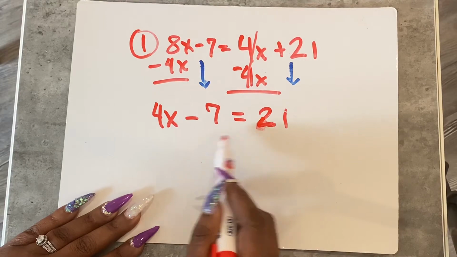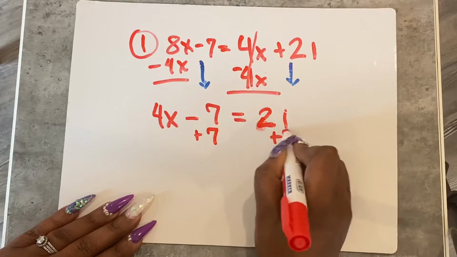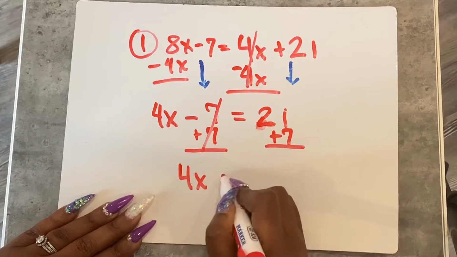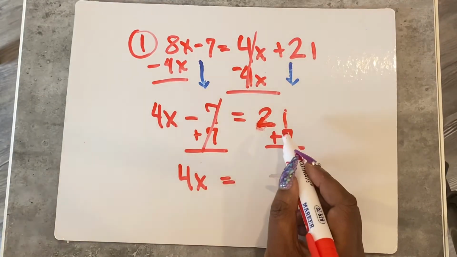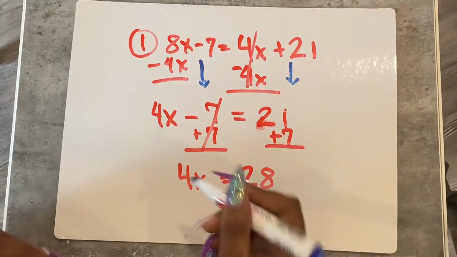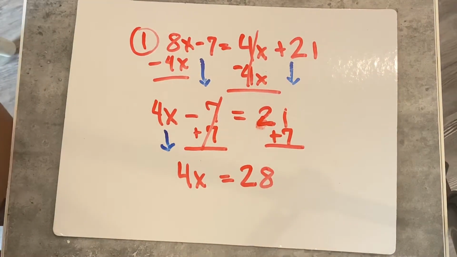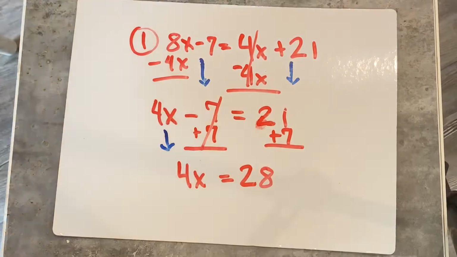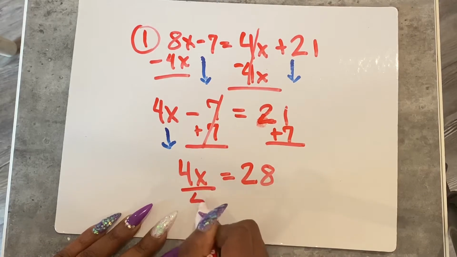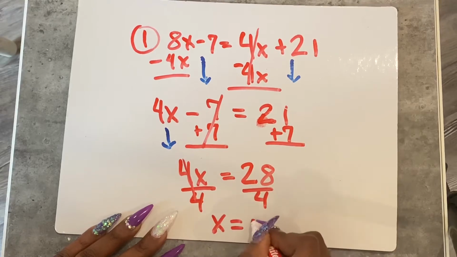I'm going to look at this the exact same way I would look at a regular 2-step equation. So I'm going to add 7 to both sides. That zeroes out. I bring down my 4x. And then 21 plus 7 gives you 28. Like I said, I brought down what I didn't use. And now I have a 1-step equation. So I'm going to divide both sides by 4, and x is going to equal 7.